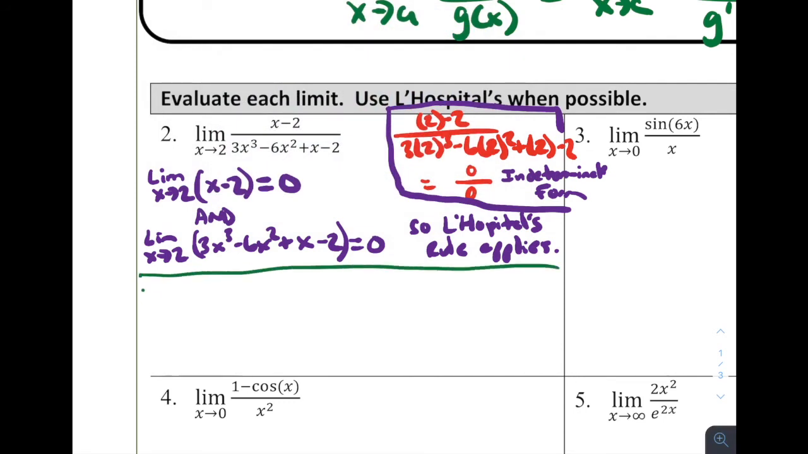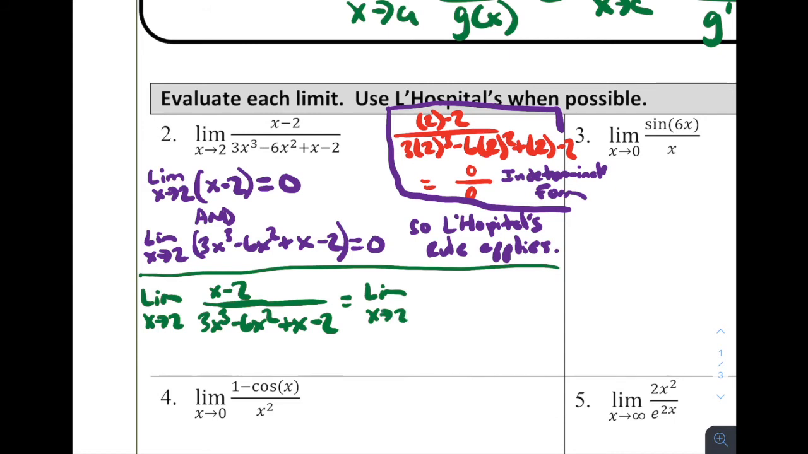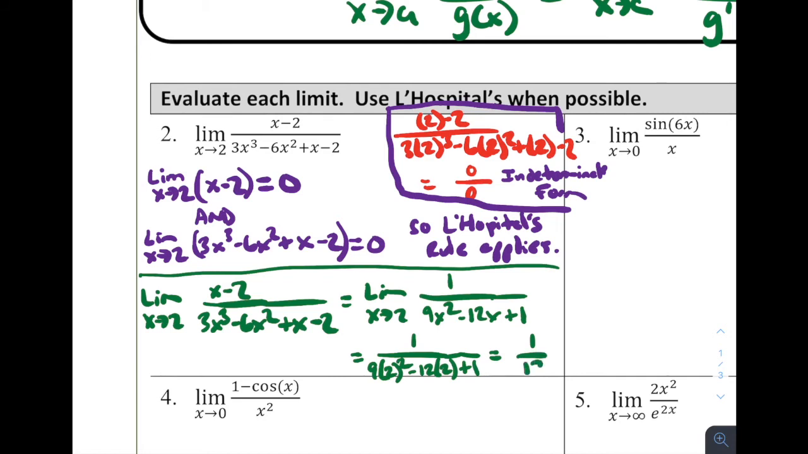Then I can just go on and actually use L'Hopital's rule and find out what that limit is. So this limit as x approaches 2 of x minus 2 over 3x cubed minus 6x squared plus x minus 2, if we take that derivative, is going to be equal to the limit as x approaches 2 of 1 in that numerator, divided by 9x squared minus 12x plus 1. And I'm going to try to plug in 2 again and see what happens. This is going to equal 1 over 9 times 2 squared minus 12 times 2 plus 1. So that is 36 minus 24 plus 1. That should give us 13 in that denominator. And that is going to be our answer and our limit for this particular problem.